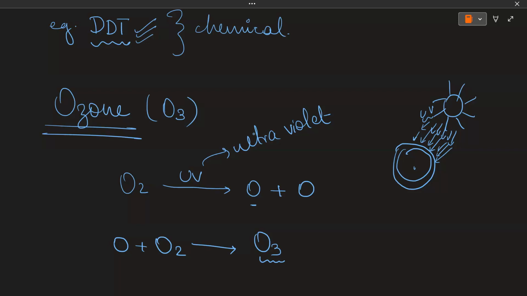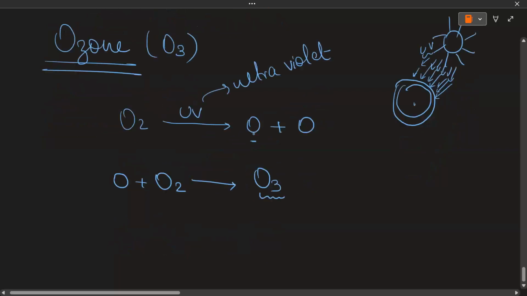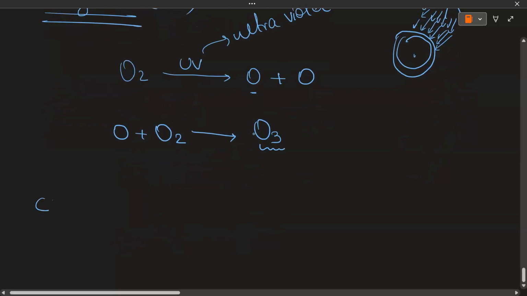Now see, there is a chemical which is known as CFC, meaning chlorofluorocarbons.